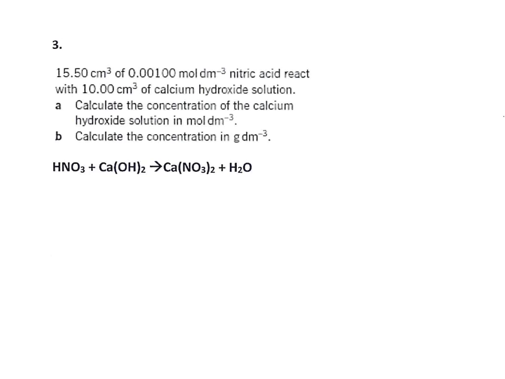In this question, 15.5 centimetres cubed of a 0.001 m solution of nitric acid, so let's put that underneath, react with 10 centimetres cubed of a calcium hydroxide solution. So we need to calculate the concentration of the calcium hydroxide solution. So I'm going to start with the nitric acid because that's the one I've got the most information about. So we're going to work out the moles of nitric acid.